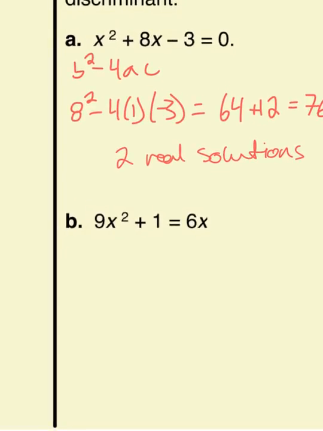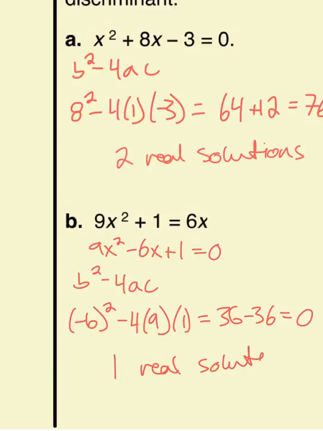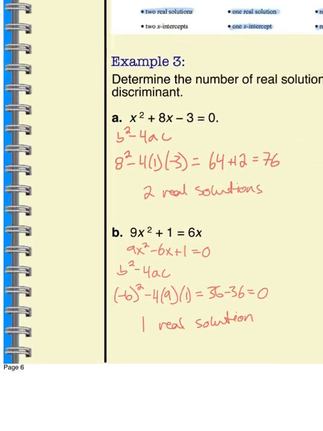Part B. Well, first let's write this in standard form. 9x squared minus 6x plus 1 equals 0. Then we can write our discriminant. Reminder, the discriminant is b squared minus 4ac. So we have negative 6 squared minus 4 times 9 times 1, which is 36 minus 36, or 0. So there is going to be one real solution. That solution will be at y equals 0. It will be on the x-axis.